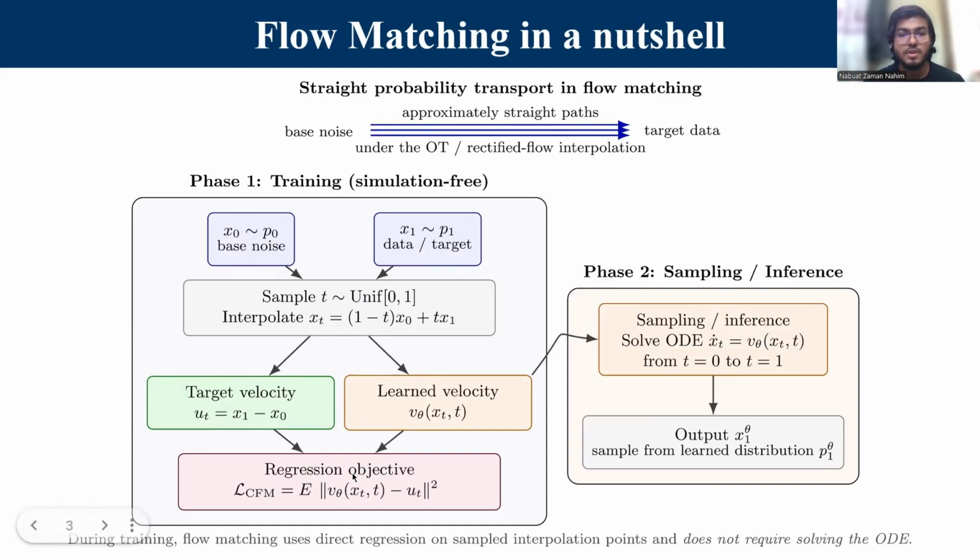So after training, we move to phase two, which is sampling and inference. Here we generate new action samples quickly. This is also simple. We integrate the learned deterministic ODE from time t equals 0 to t equals 1. So because the training phase already enforced the straight transport paths, in this inference phase, numerical ODE solvers can achieve high accuracy in just a few steps. So inference latency is low, and this makes sampling faster.